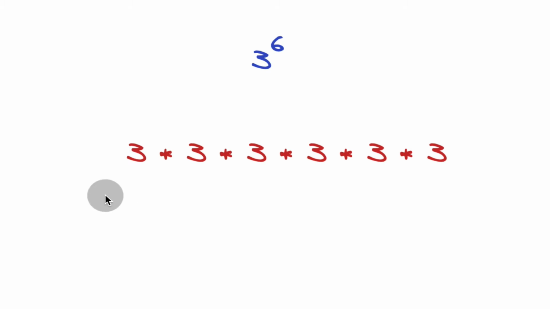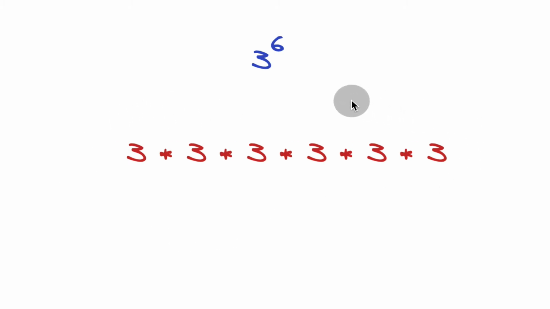Now, given that 3 to the 6th power means this, checking if a number is a power of 3 means that we can take the inverse. So 3 to the 6th power is 729, and 3 times 3 times 3 times 3 times 3 times 3 is 729. So if we're given 729, how do we know if it's a power of 3? We can simply reverse the direction.